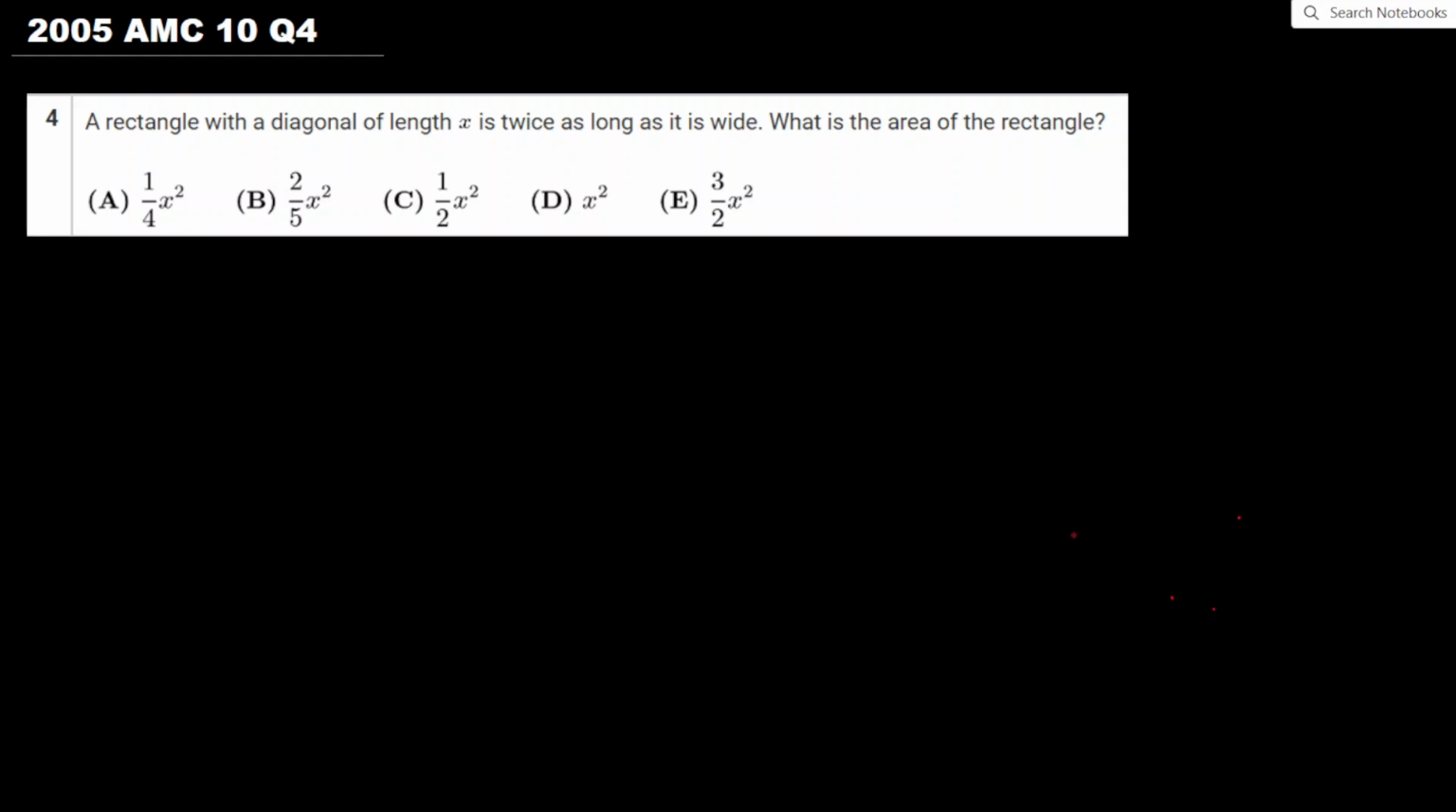Our next problem is from 2005 AMC 10, question number 4. A rectangle with a diagonal length x is twice as long as it is wide. What is the area of the rectangle?